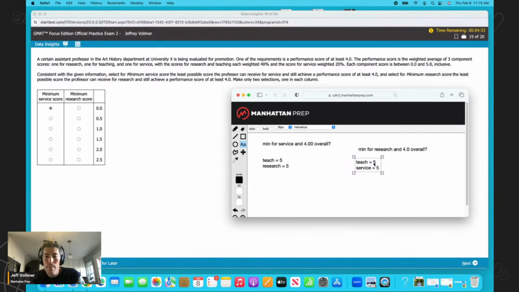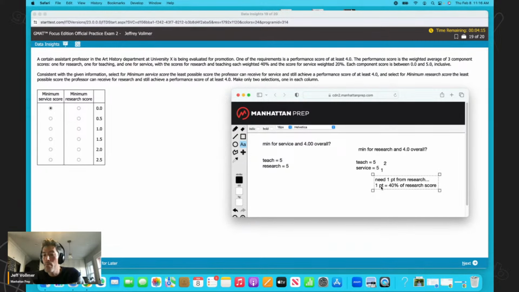Imagine the service is a 5. So teaching is weighted 40%. That's worth 2. Service is weighted 20%, so that's worth 1. So far I've gotten to 3, and I need to get the 4 overall. So I need at least 1 point from research. And remember, the 1 point would be set to equal 40% of the research score.